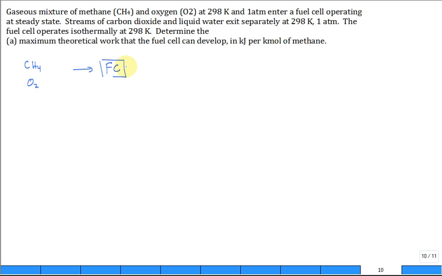And then what goes out? Streams of carbon dioxide go out. Now the carbon dioxide is going to be in the gaseous state, and liquid water exits. I'm going to put the liquid water, H2O, exiting clearly downward in its separate stream, and that's liquid. But both of them exit at 298 and 1 atm, so there's the same temperature of inlet and outlet. The fuel cell operates isothermally, so anywhere around the boundary it's 298 as well.